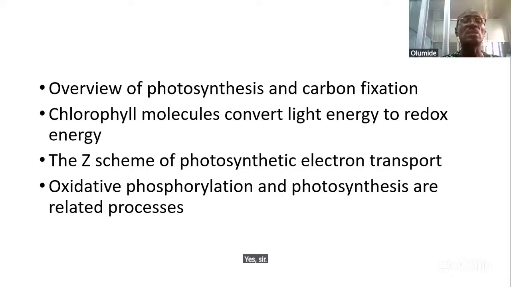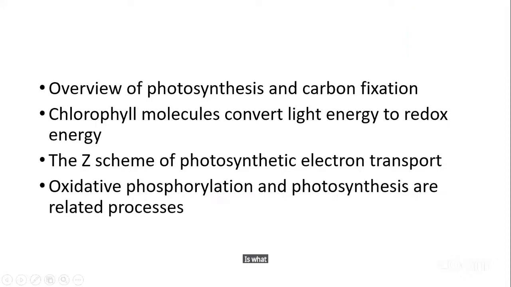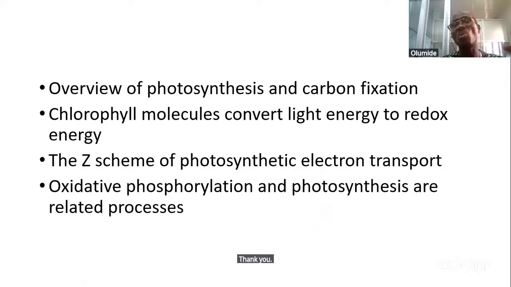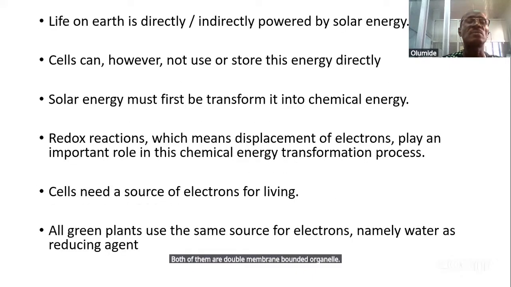So we'll look at photosynthesis. Okay, so I'll follow this outline. But I want to point out something. Here, oxidation is what happens in mitochondria. Photosynthesis is what happens in chloroplast. Both of them are double membrane bounded organelles.